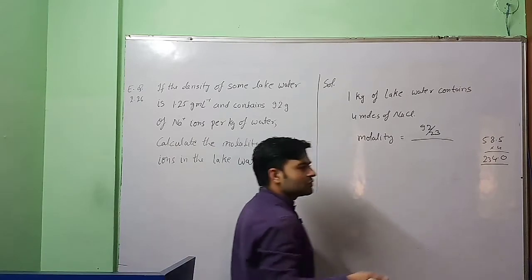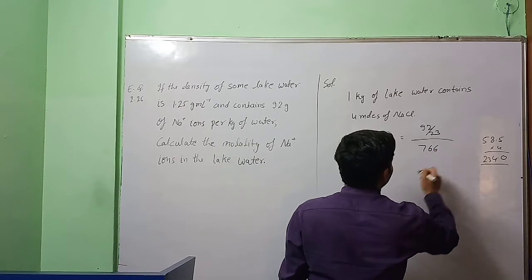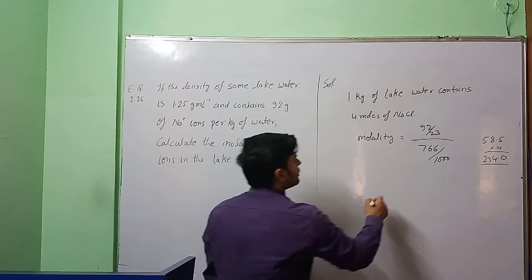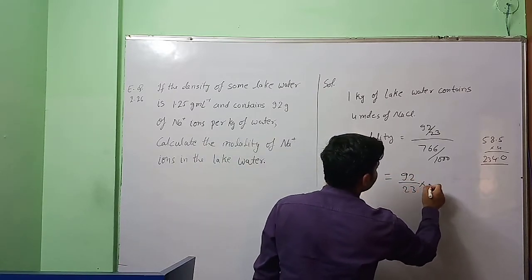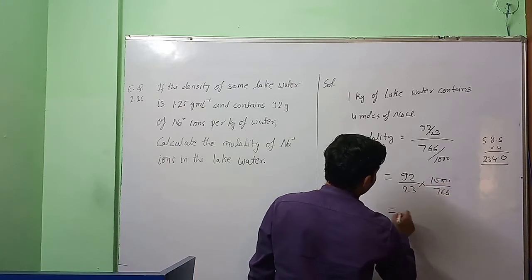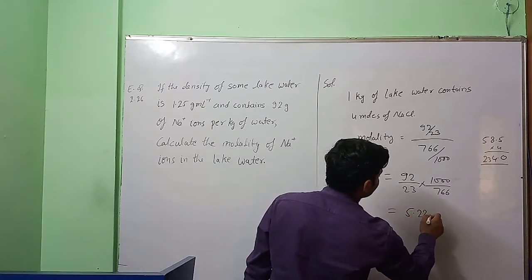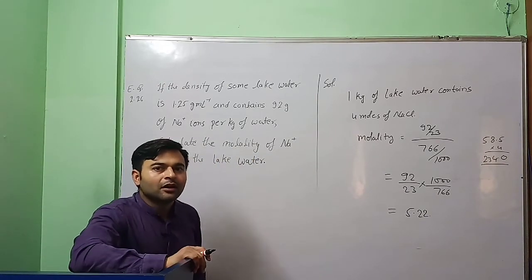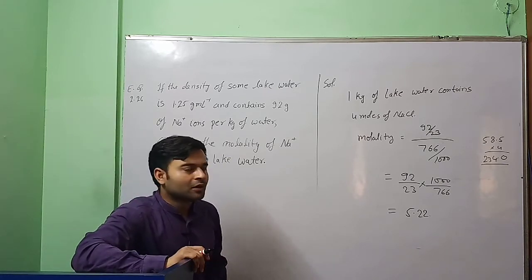Now the mass of solvent will be 766 gram. Now to convert it into kilogram, we will divide by 1000. On simplifying this, we will get 92 upon 23 into 1000 upon 766, and the molality of sodium positive ions will come as 5.22. Again, this is not the answer mentioned in the NCERT book, so this is also not the correct answer.